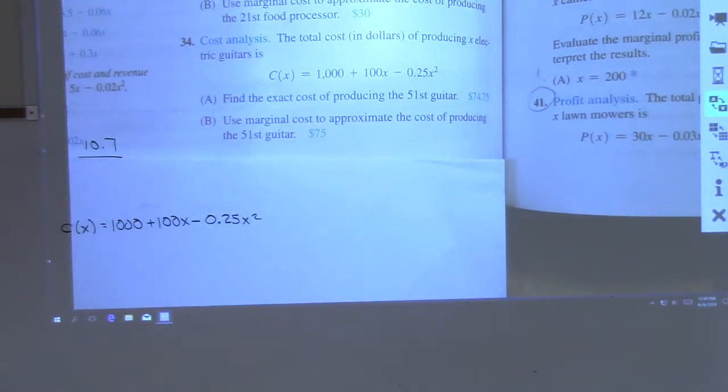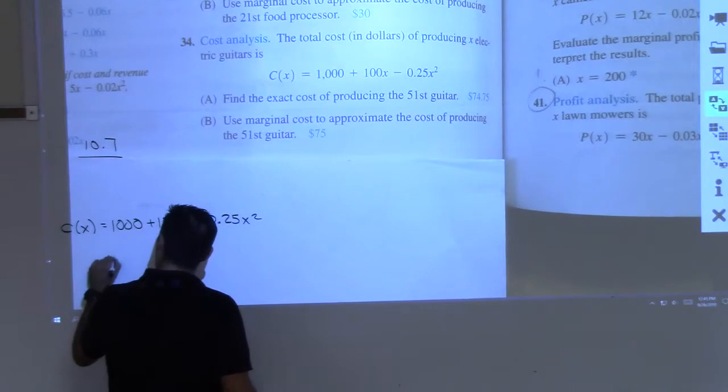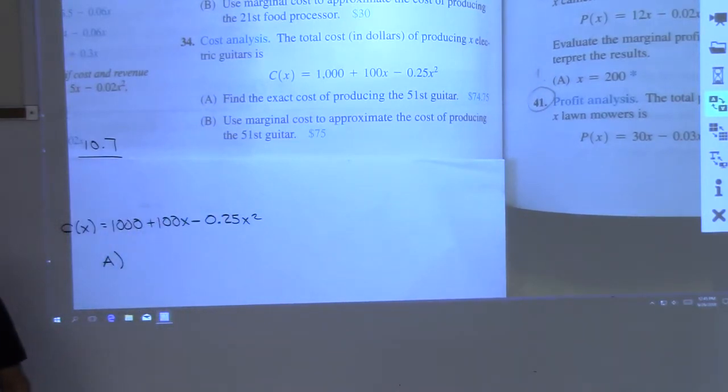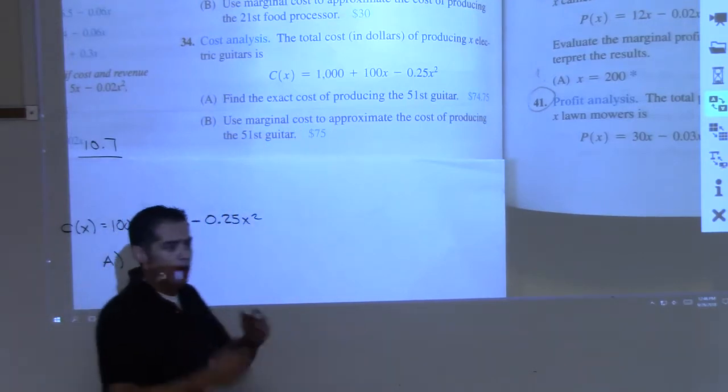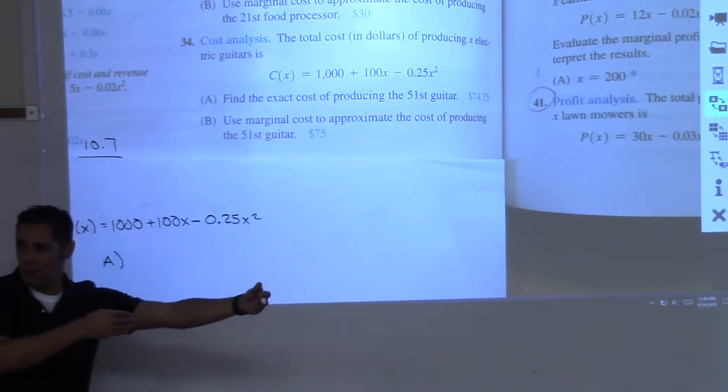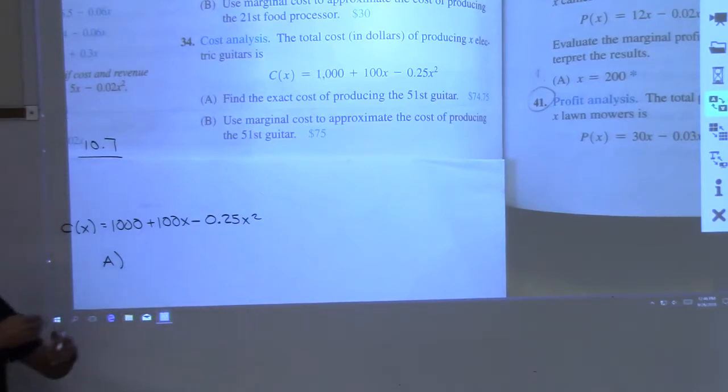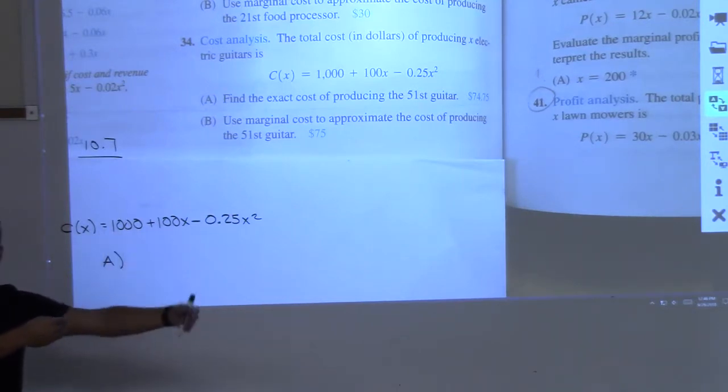Okay. All right, so look at part A. What is part A saying? Find the exact cost of producing the 51st guitar. Is that asking how much it costs to make 51 guitars? No. Right? Find the exact cost of producing that 51st guitar. So we want to know, if we produce 50, we're going to have a cost, right? We want to know the cost of producing that next one, the 51st one. So how do we do that?